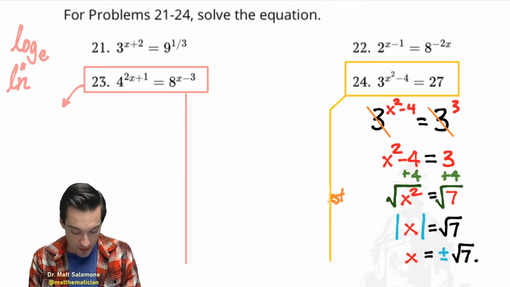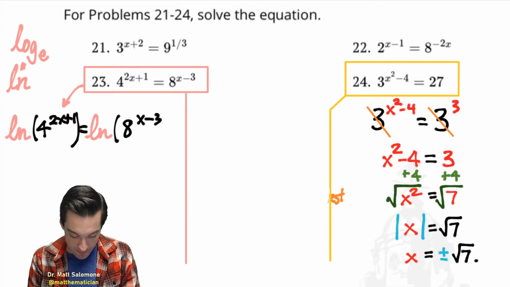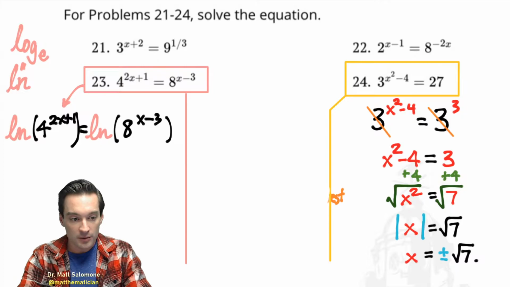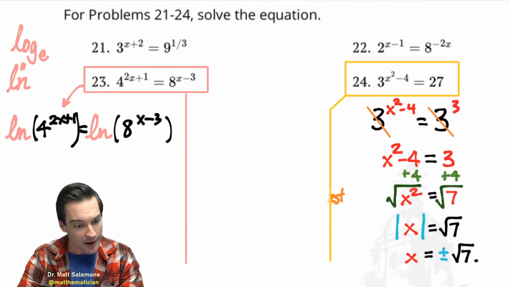So I'm just going to take the logarithm of both sides. Logarithm on the left, logarithm on the right. Over here, it's the logarithm of 4 to the power 2x plus 1. And on the right, it's the logarithm of 8 to the power x minus 3. Well, okay, great. How does taking a logarithm on both sides actually help? It almost looks like it's made things more complicated rather than less complicated. So let's talk about that piece.